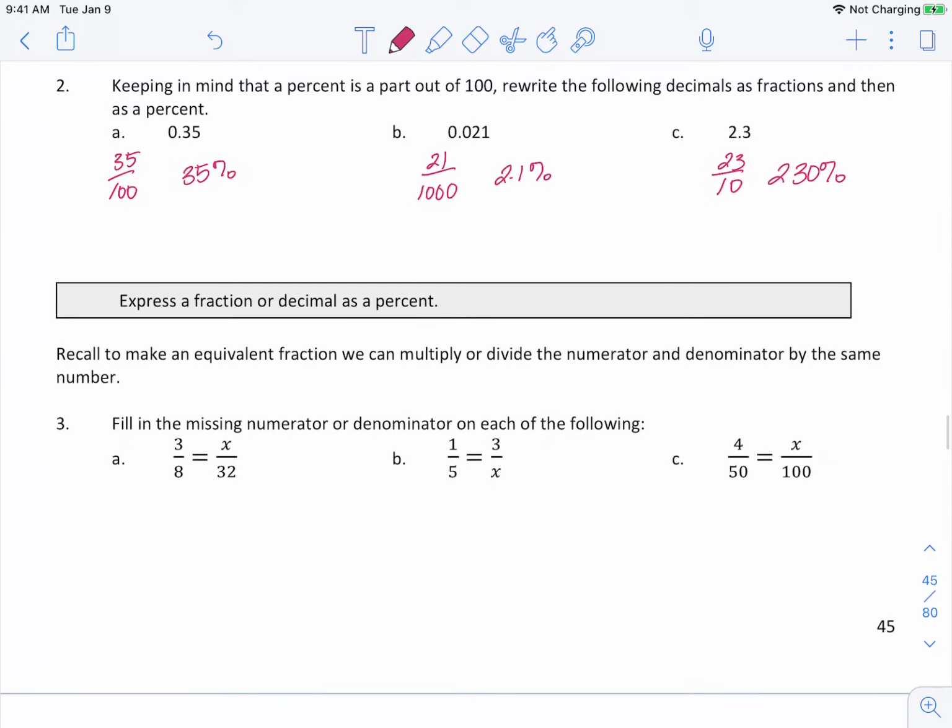Recall, to make an equivalent fraction, we can multiply or divide the numerator and denominator by the same number. So it says fill in the missing numerator and denominator on each of the following. So for this first one, we can see that we multiply by 4. So here, x is going to be 3 times 4, which is 12. For the second one, we multiply by 3. So for x, we're going to do 5 times 3, which is 15. I want you to do C, please.